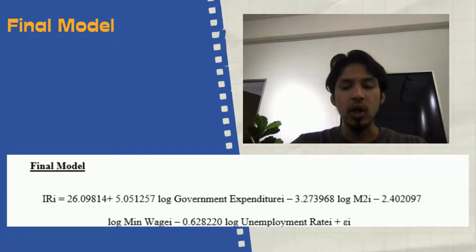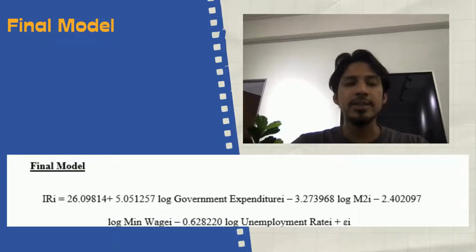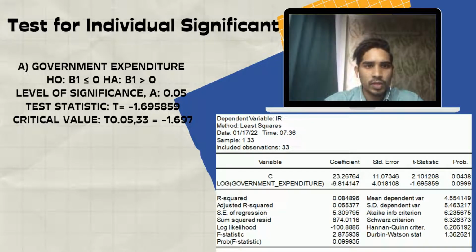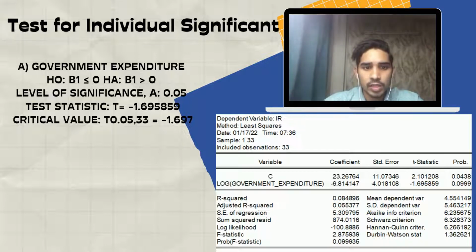Based on the final model, we have found the relationship as in the model. For government expenditure, there is a positive relationship, and for the money supply, there is a negative relationship, and for minimum wage, there is also a negative relationship, and lastly, for the unemployment rate, there is also a negative relationship. Under the test for individual significance, first we have government expenditure, in which the p-value is larger than the level of significance, which is 0.09 was larger than 0.05. On the other hand, the test statistic value was also smaller than the critical value. Therefore, we reject the H0.